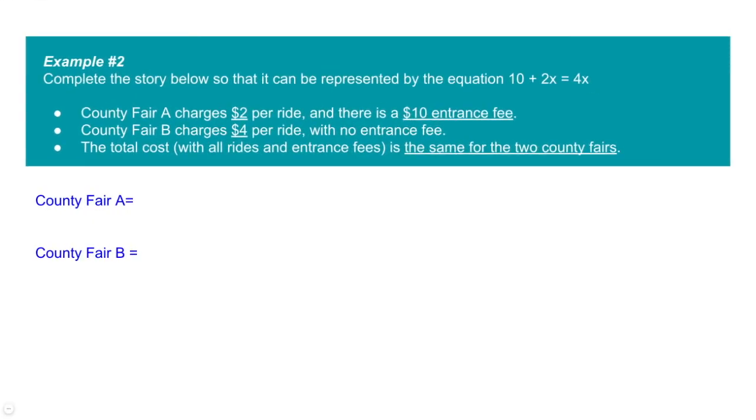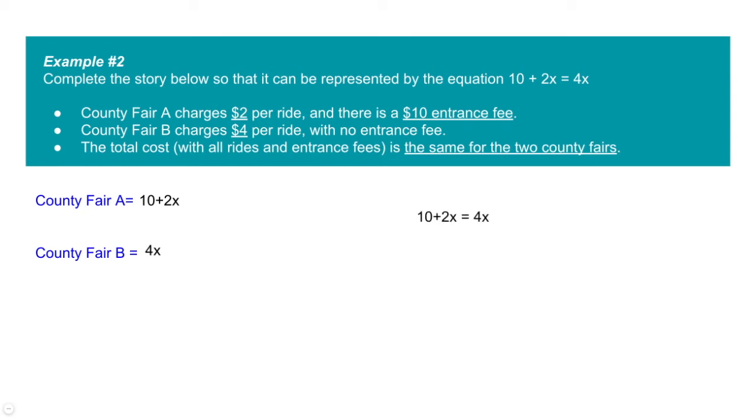Example number 2. Complete the story below so that it can be represented by the equation 10 plus 2x equals 4x. So notice County Fair A, that's like saying that they charge $2 per ride, and then there's a $10 entrance fee, where County Fair B charges $4 per ride with no entrance fee. So for the total cost with all rides and entrance fees, we want to figure out when it is the same for each county fair. So County Fair A is 10 plus 2x, B is just 4x.